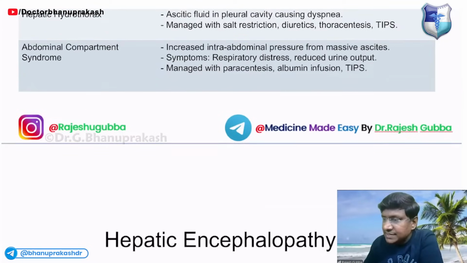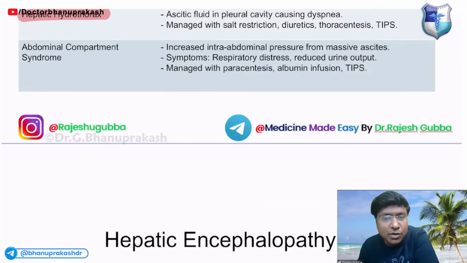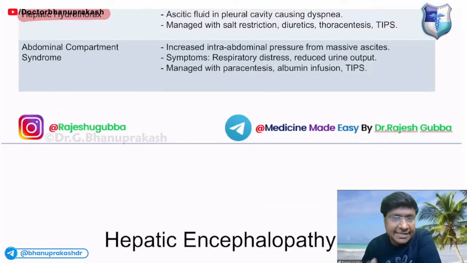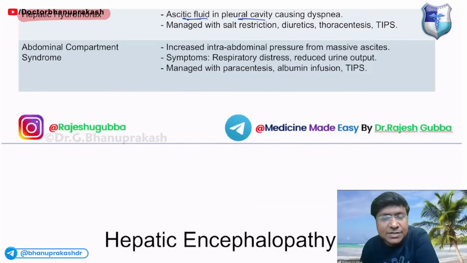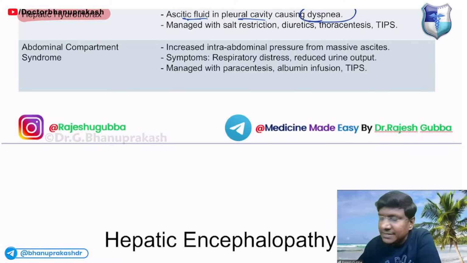Now, what is this? The hepatic hydrothorax. Hepatic hydrothorax is nothing but the development of pleural effusion. In patients who have ascites, the fluid can enter into the pleural cavity. That is what is called hepatic hydrothorax. And patients who have hepatic hydrothorax will develop dyspnea, and that is due to pleural effusion.